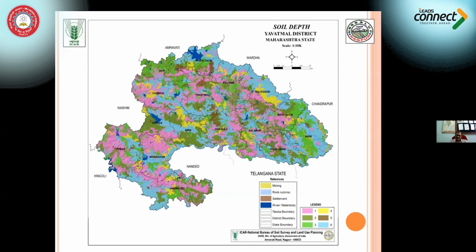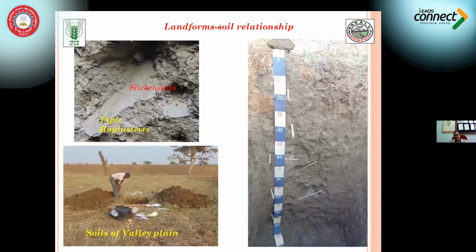And again in this district, this is the landform soil relationship. These are the soils of the valley plain, which are found at the lower altitude. So the slope of the area is 0 to 1%, and the development of soil is better than in the upper area. In this case, the soils are very deep, and these soils are classified as typic haplusterts, Vertisols, typically known as black cotton soils, which are used for the cultivation of cotton.